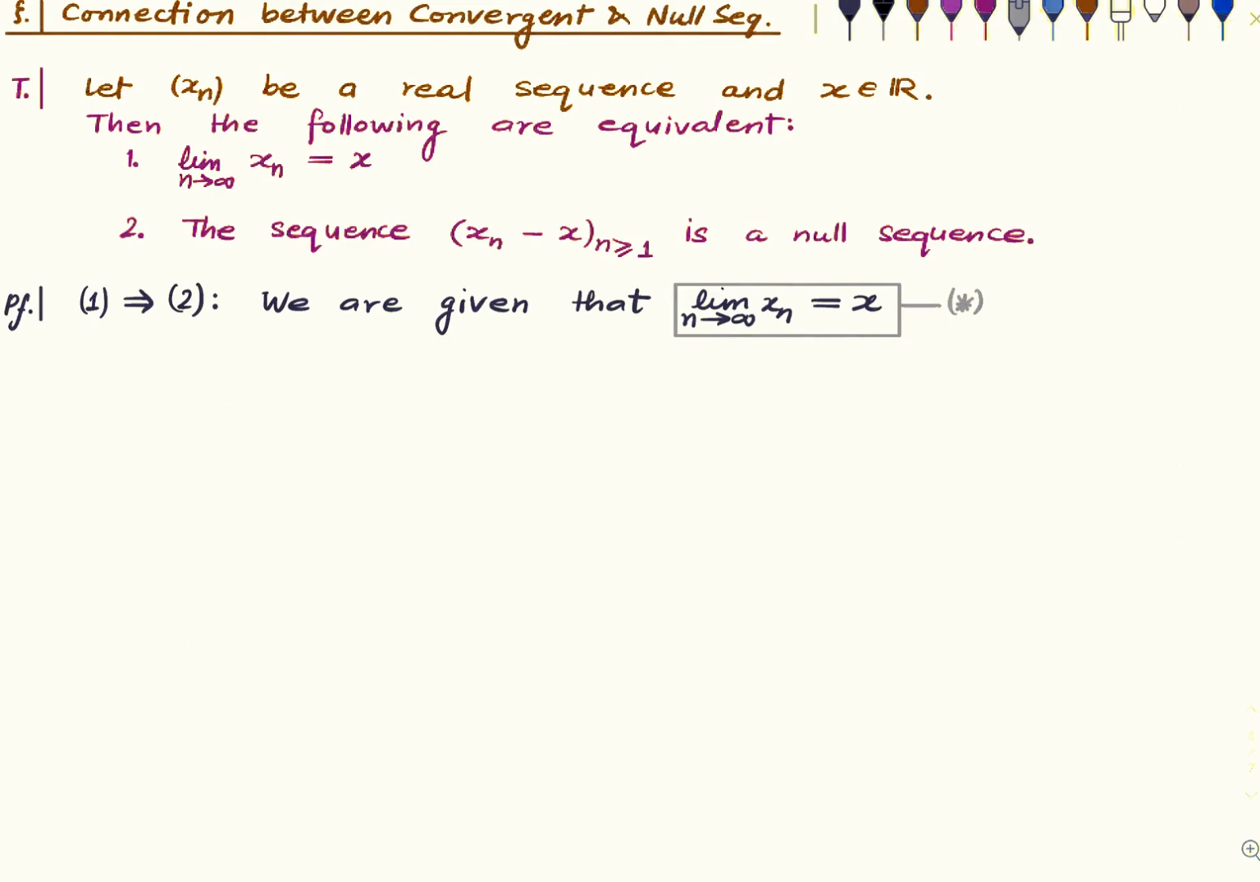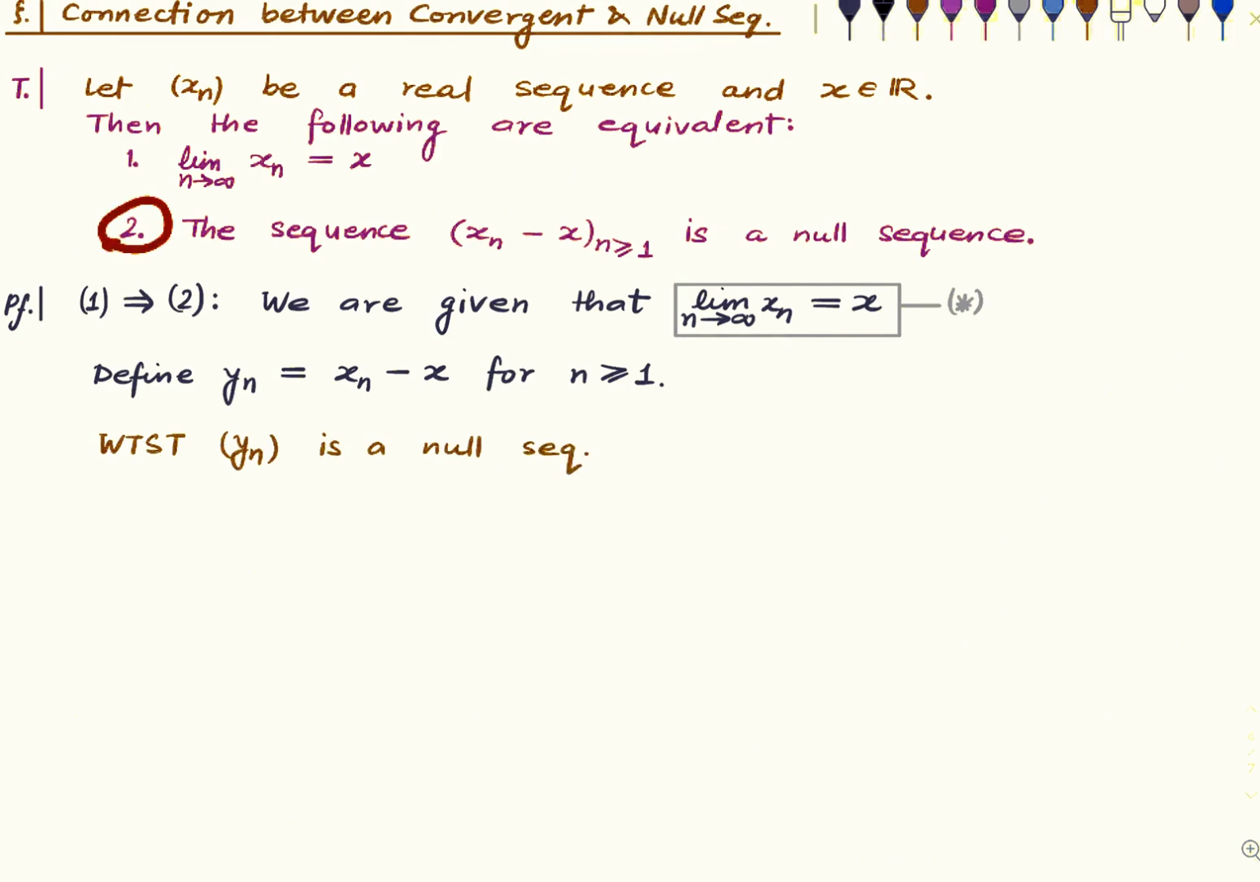Okay, and define yn as xn minus x for all n. And now the problem is to show that this thing is a null sequence. This is exactly what the statement is, that this sequence is a null sequence.